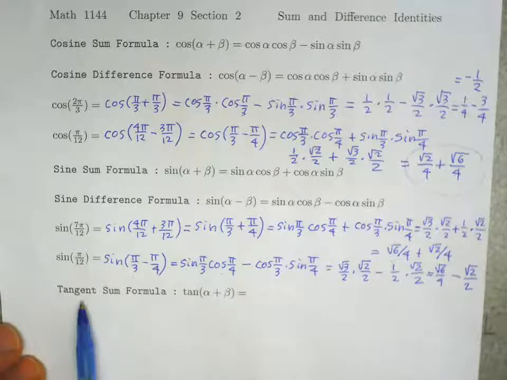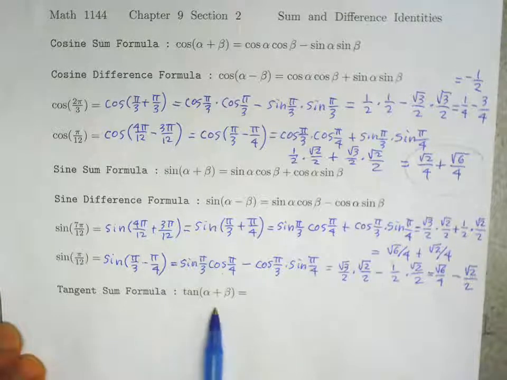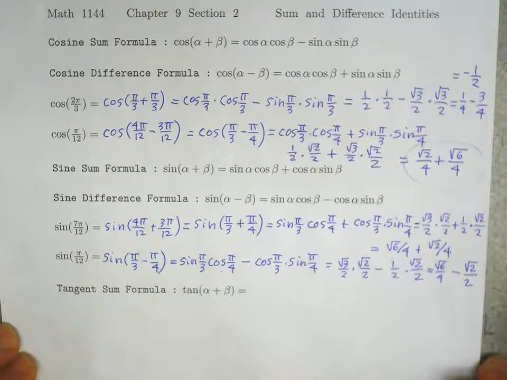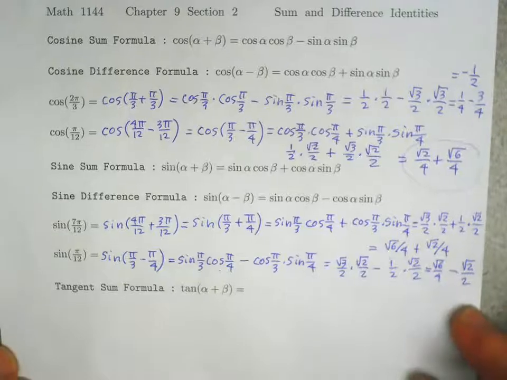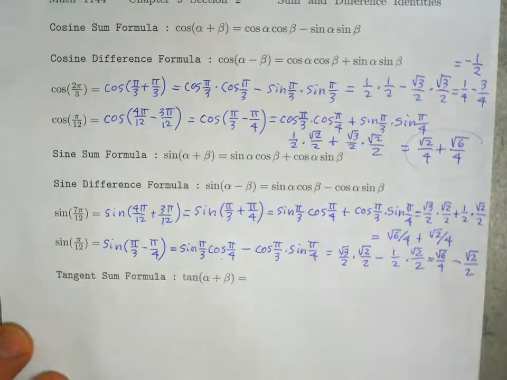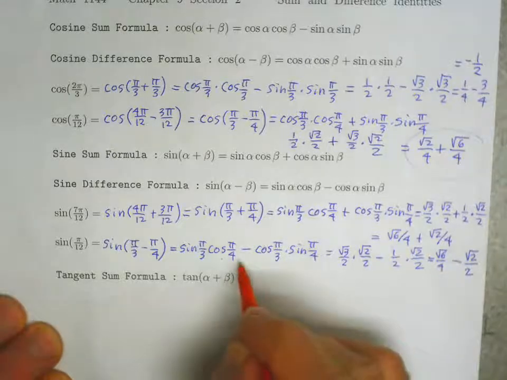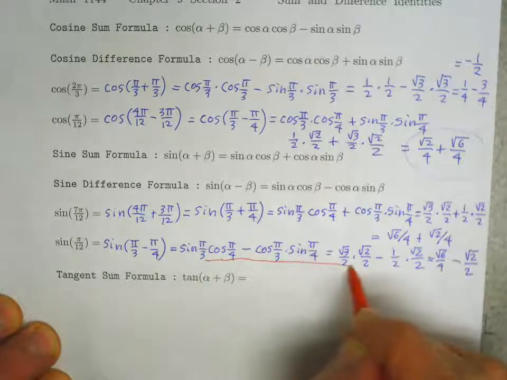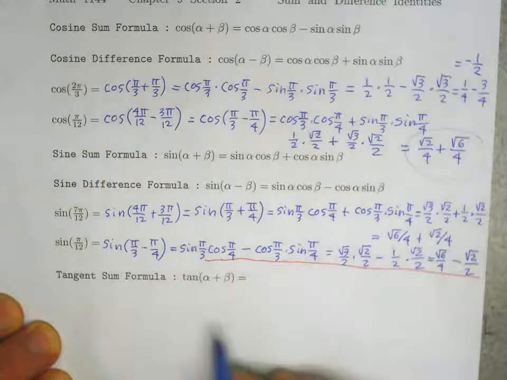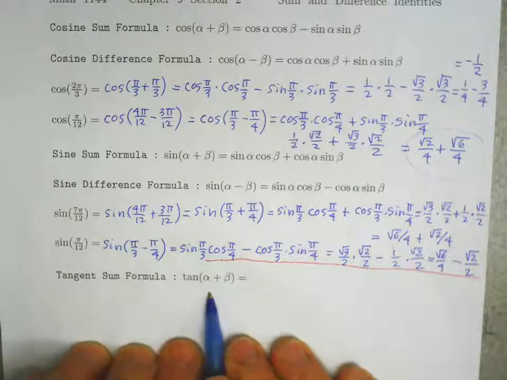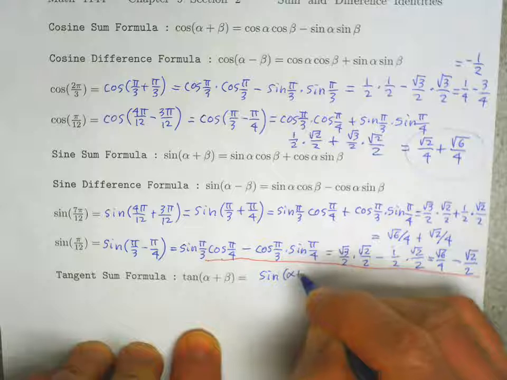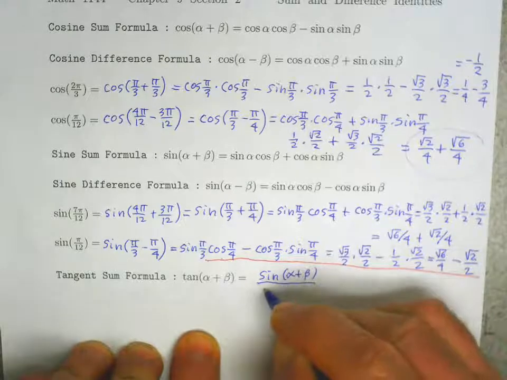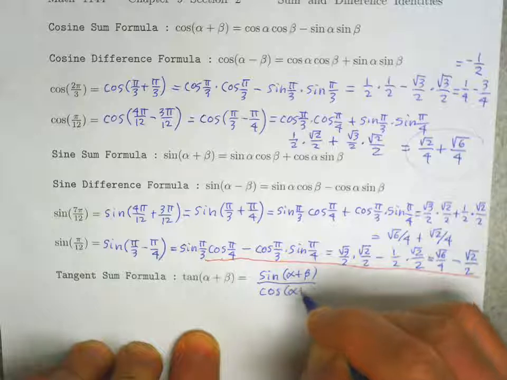Okay, we're going to derive the tangent sum formula by using the fact that tangent is sine over cosine, and the sum formulas for sine and cosine. So I'm going to draw a border here. So first, write tangent of alpha plus beta as sine of alpha plus beta over cosine of alpha plus beta.